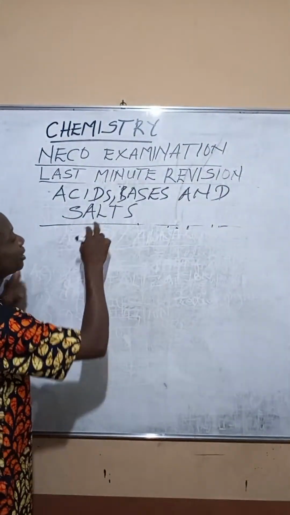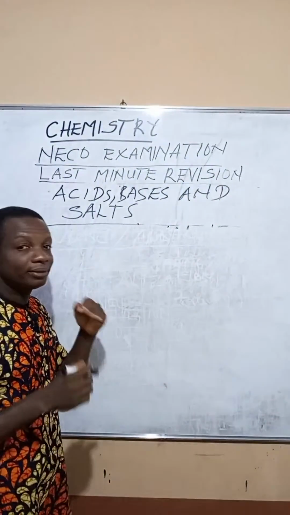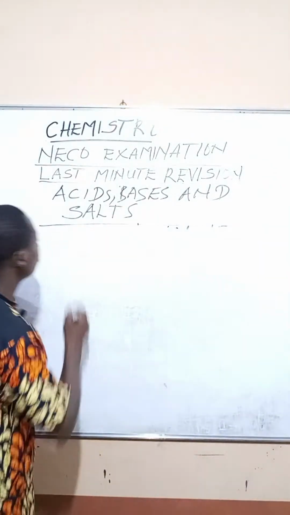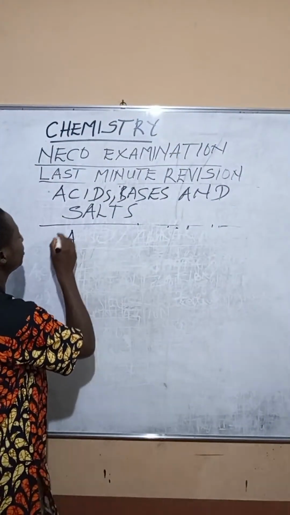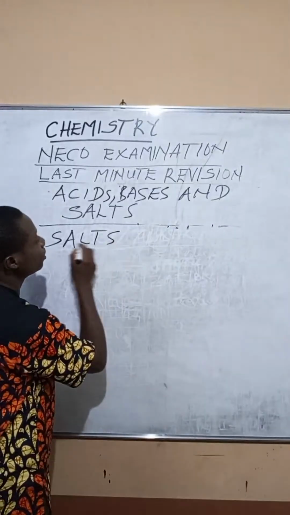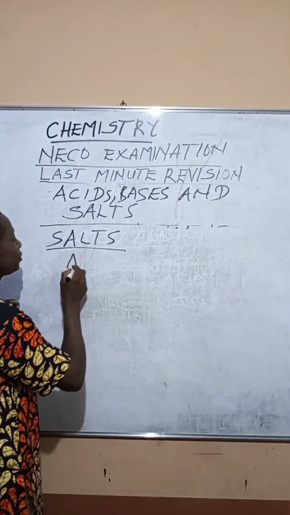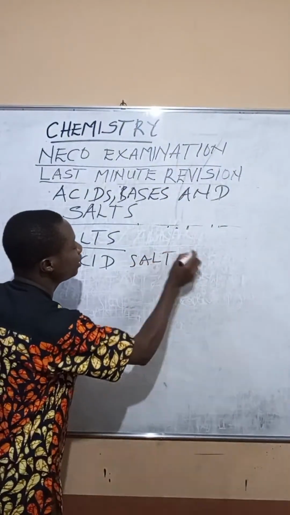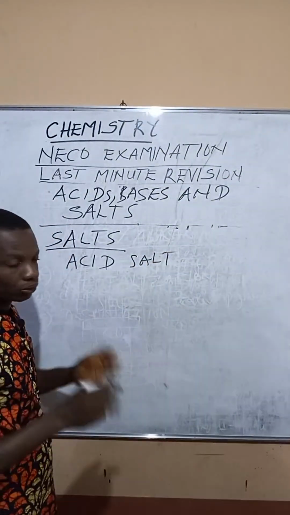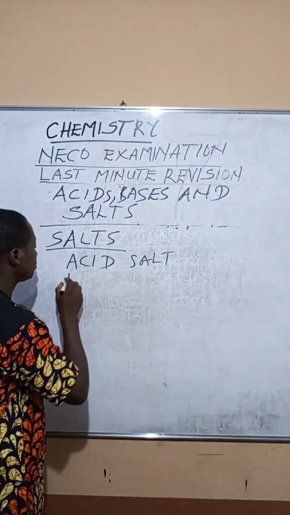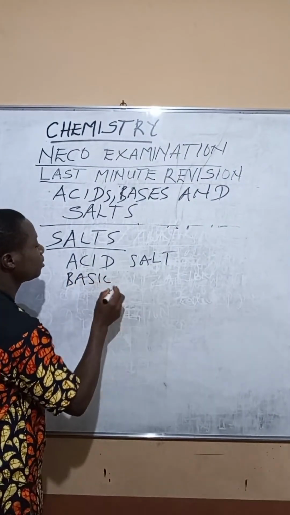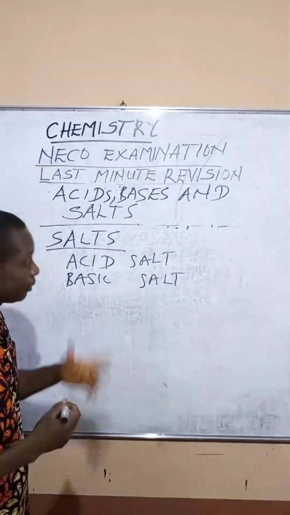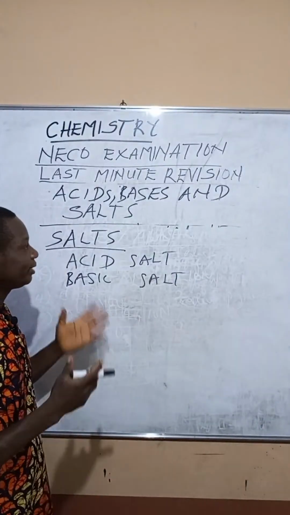Now, we are going to look at the different types of salt. We have different types of salt. We have the acid salt, then we have basic salt, and we have complex salts too. All right, so there are different types of salt.